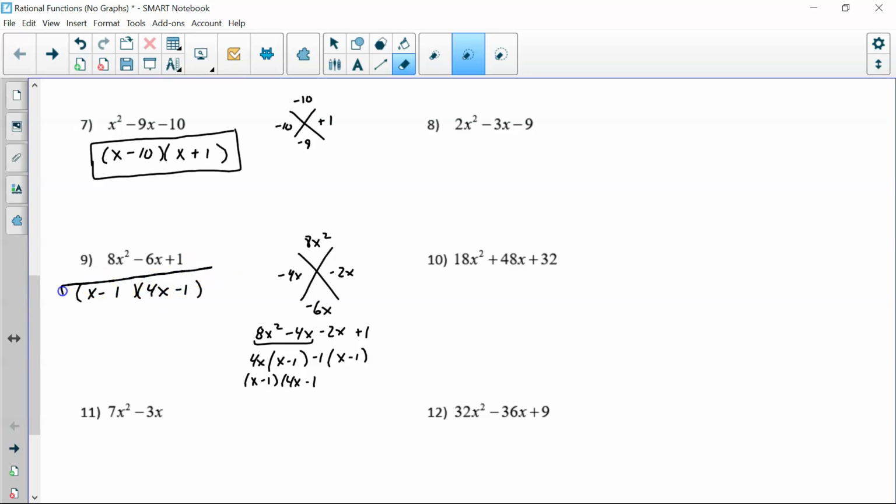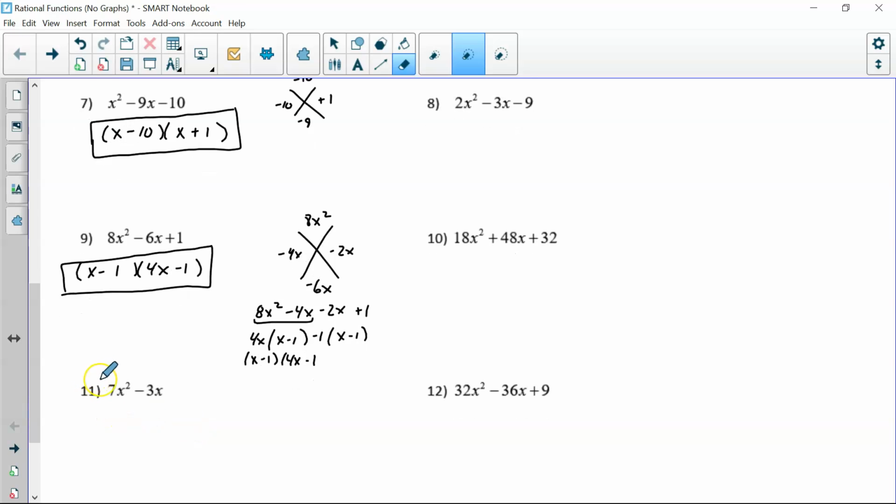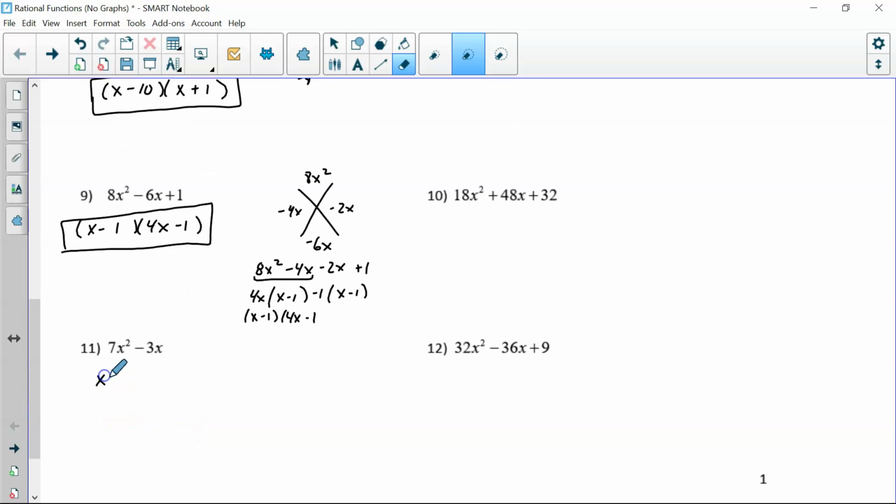And we just factored that quadratic. Problem number 11. Only thing we can do is take out a common factor. In this case, it's just an x. And we're left with 7x minus 3. That's all we can do. That is fully factored.